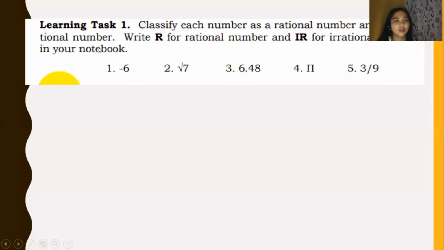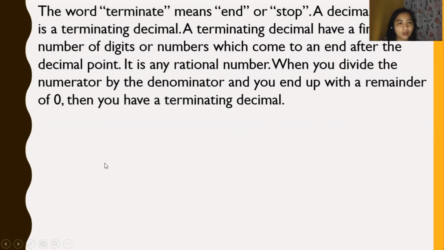Now, let's proceed to learning task number 1. Classify each number as a rational and irrational number. Write R for the rational number and IR for the irrational number in your notebook. So, napakadali naman, ano? So, identify nyo lang siya kung rational or irrational number. Okay. Now, let's proceed to the next slide. Alright, let's go to the next slide.